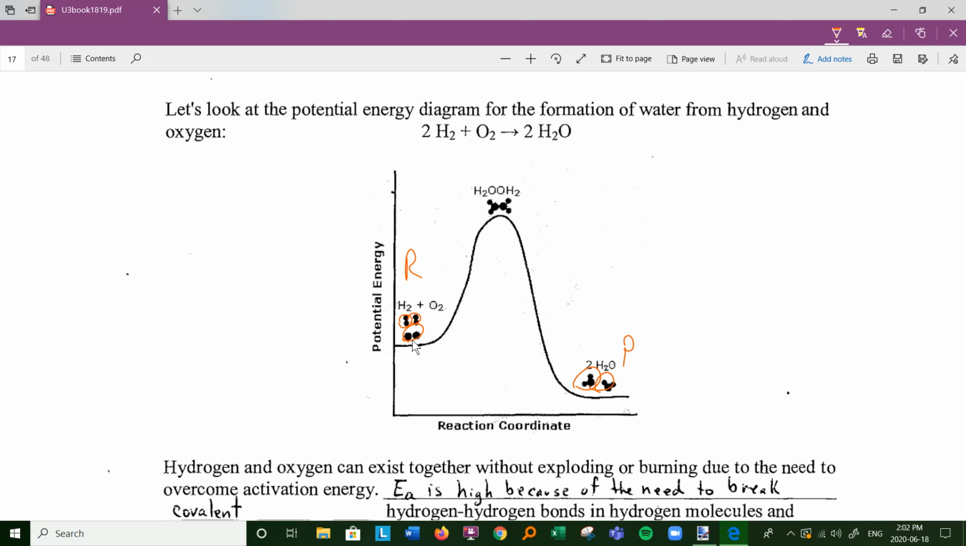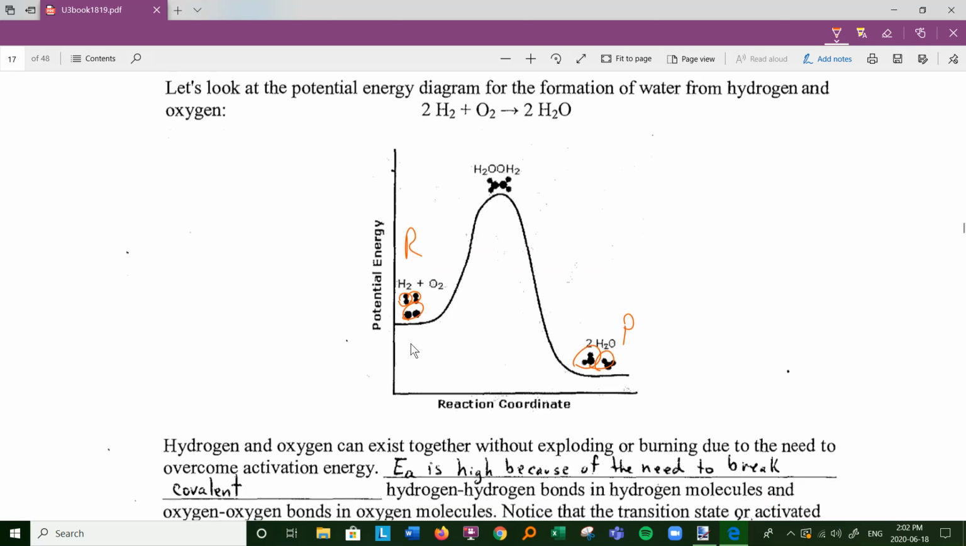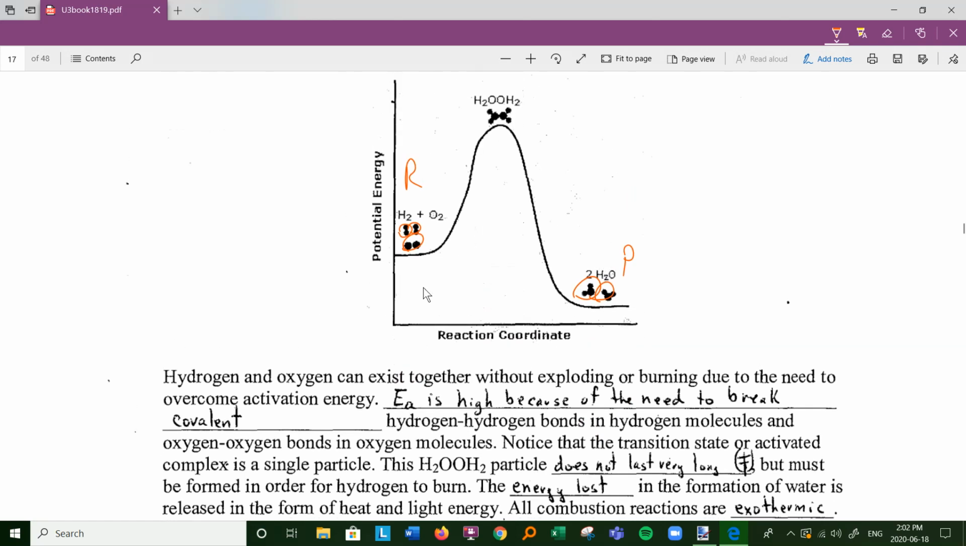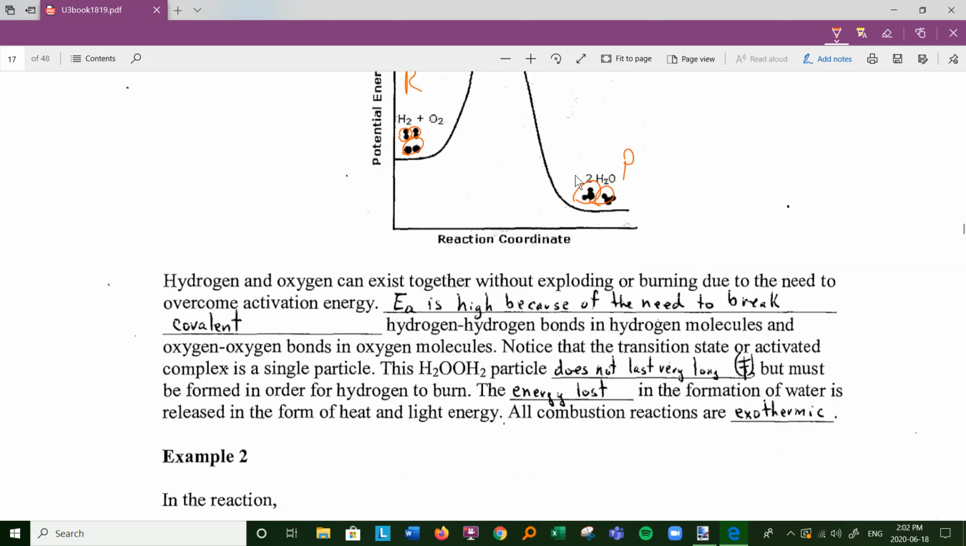Now, hydrogen and oxygen can live together. You can have hydrogen and oxygen together in a flask without exploding because you don't have the activation energy yet. If you spark it, then it explodes, because you have provided through thermal energy enough energy to make the activated complex and therefore the products. Okay, the activation energy is high because these are covalent molecules, so it takes more energy to break those bonds.